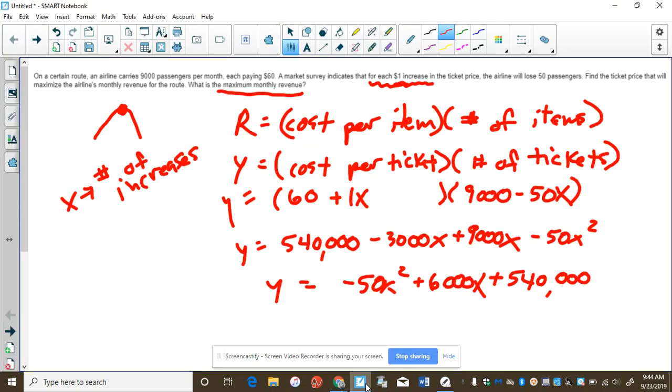So if you go back to this problem, what is the maximum monthly revenue? The revenue created by multiplying the cost per ticket times the number of tickets would be $720,000, which you get by raising the ticket prices 60 times $1. So the ticket price would be $120. So if x is 60, that's the number of increases. A ticket costs $120, but the revenue is that 720,000. Sorry about that. Don't put commas into Desmos.